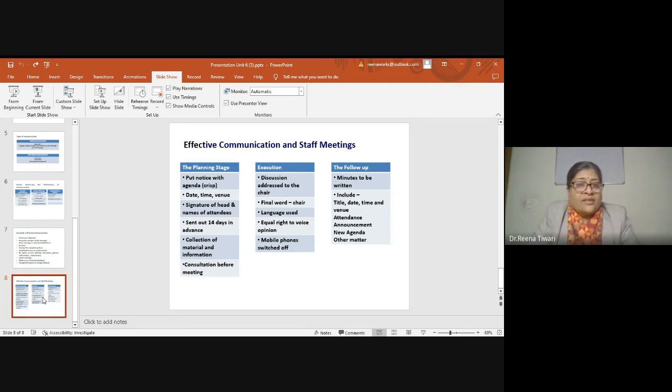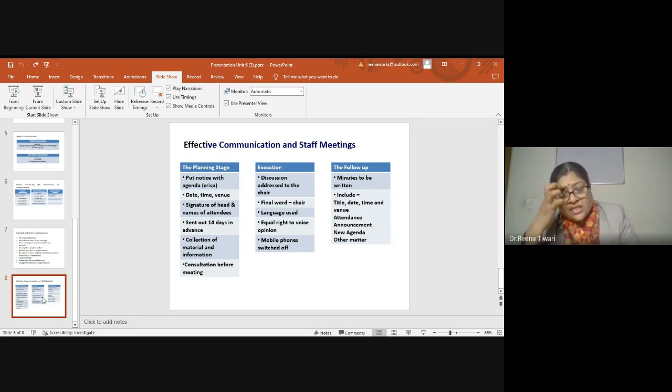All this is done in the planning stage, where the notice is issued along with the crisp, clear agenda. Along with it, the date on which the meeting will take place, the time of the meeting, and the venue of the meeting should always be written in the notice. It should include the signature of the head as well as a copy to the persons, with the names of those who need to attend.